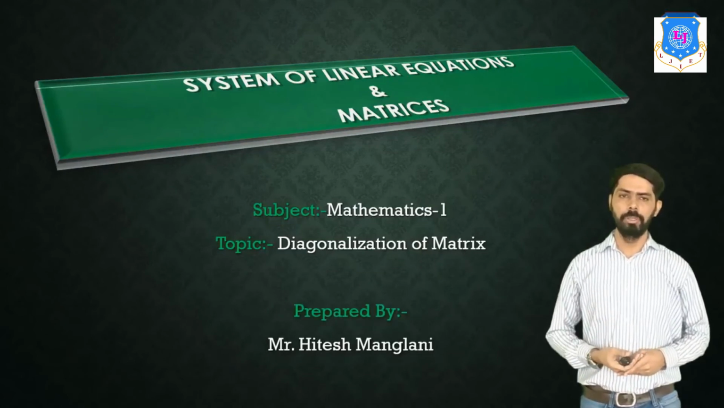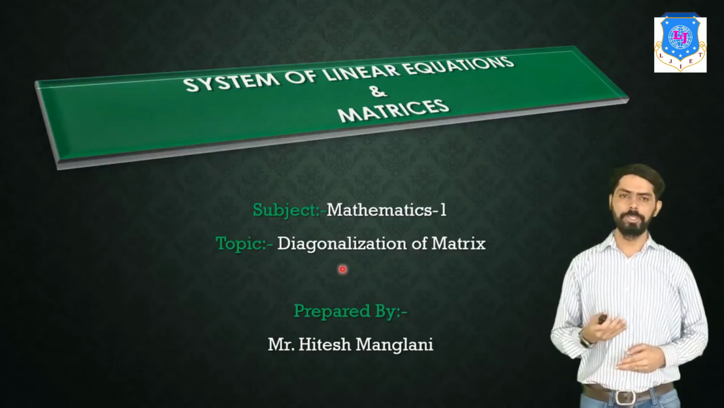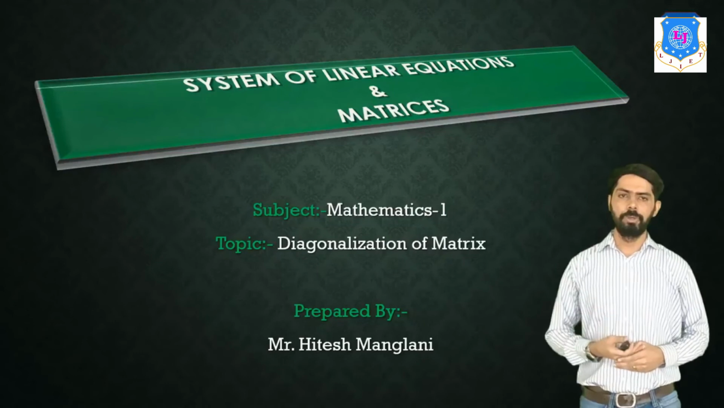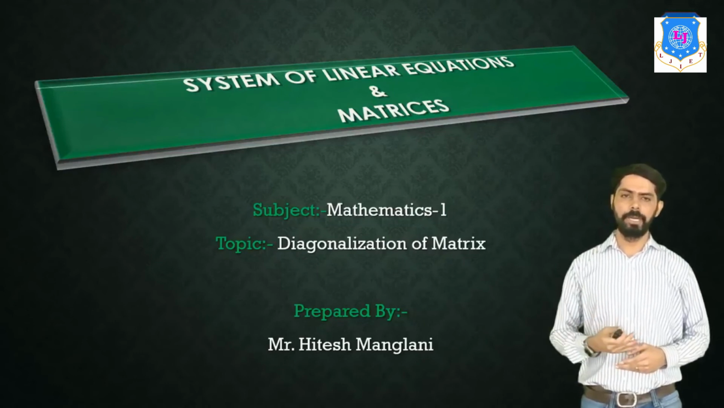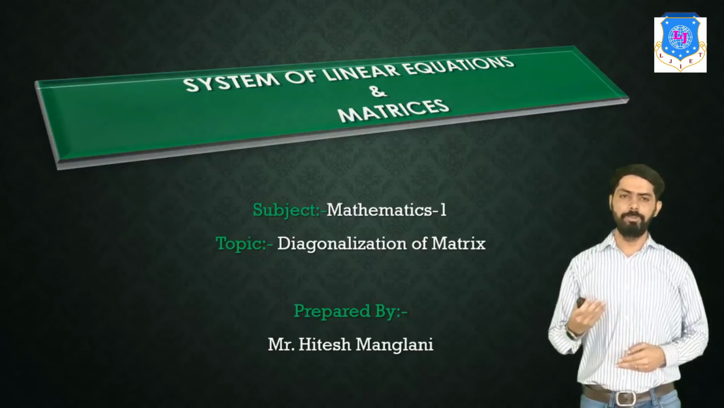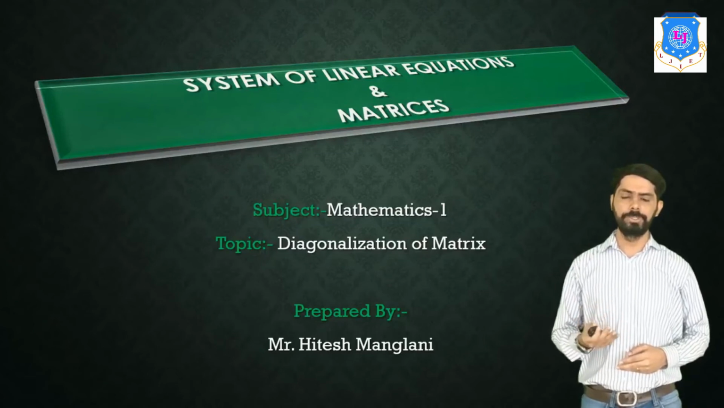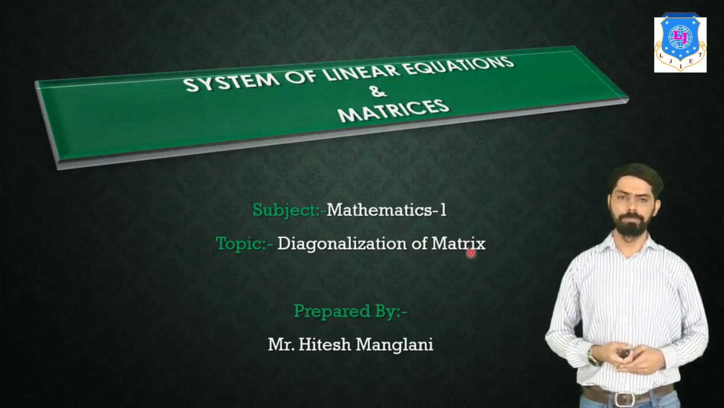So first of all we will understand what a diagonal matrix is. If all the values are 0 except the principal diagonal, and in the principal diagonal there is at least one non-zero value, then we can say that the matrix is in diagonal form.